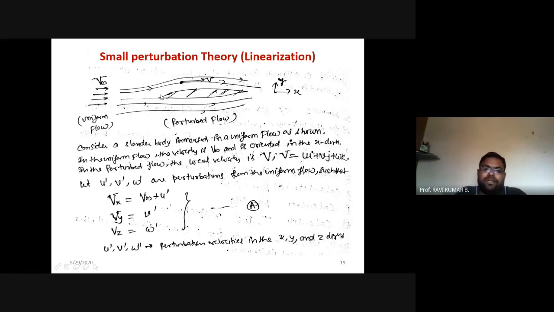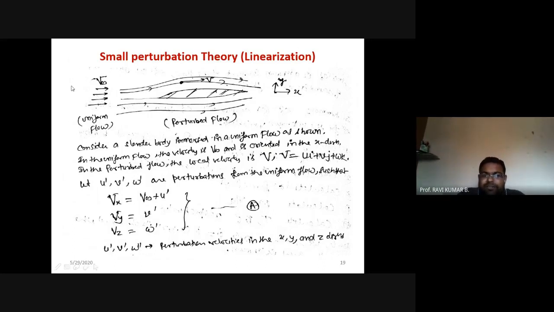Before coming into contact with the surface, the free stream velocity is V infinity. That is called the uniform flow velocity. The moment it strikes the surface, it follows the curvature, and there will be some change in velocity. Let's suppose a very small change in velocity is taking place. So u dash, v dash and w dash are the small perturbation changes in velocity in x, y and z direction.